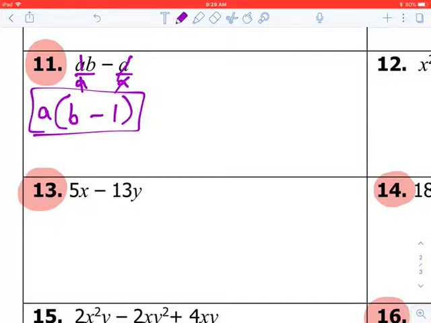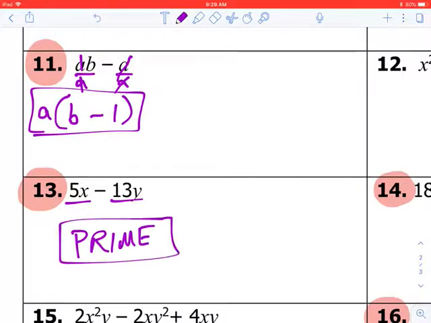1 divided by 1 is 1. Okay, so now number 13, 5 and 13 don't have anything we can divide both by. X and Y are different. And so this one is one of those prime ones. Can't do anything. It's called prime.